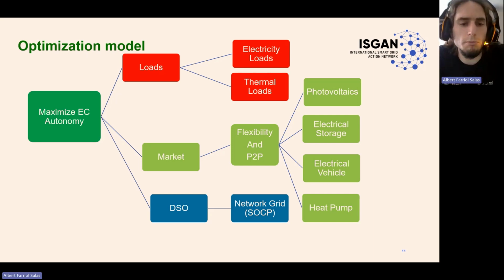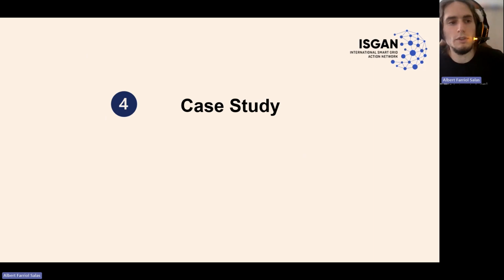And from the part of the DCO, here is where we describe the network grid. I'm not going to explain a lot, but for the people that want to know how we did it, we used a second-order cone problem. That's basically something that we believe is fairly well known, or you can gather some information here. And now I'm going to explain a little bit the case study that we did.